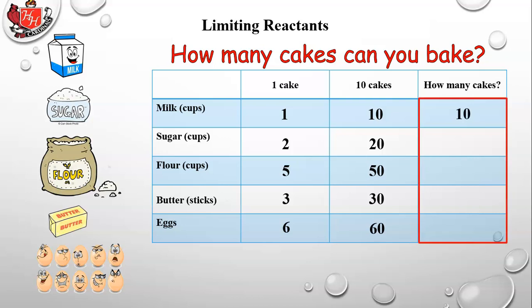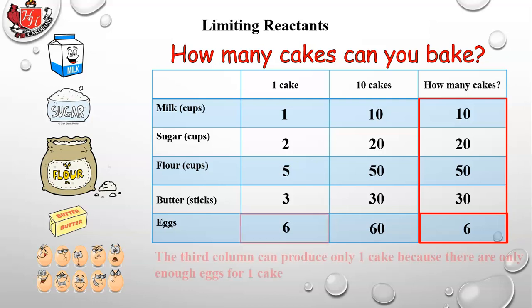You get 10 cups of milk, 20 cups of sugar, 50 cups of flour, 30 sticks of butter, and finally you get 6 eggs. Okay? So think about it. How many cakes can you bake with that many ingredients?